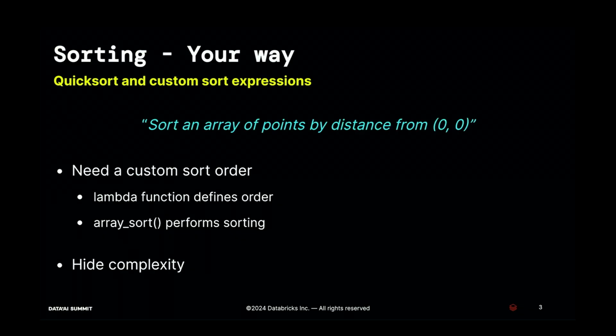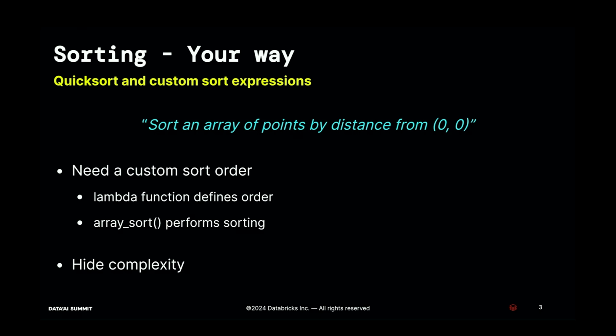So when we talk about sorting, of course, you all know the standard order by. That's not what I'm talking about here. What I'm talking about here is sorting something a bit more complex, a bit more of a challenge. For this talk, let's try to sort an array of points by the distance from 0, in a two-dimensional plane. So for that, we need a custom sort order.